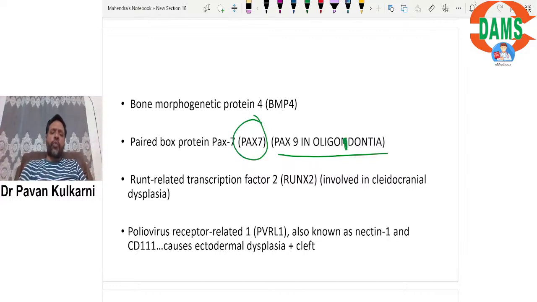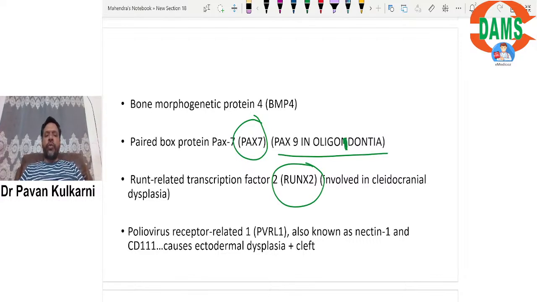One more is RUNX2. What is RUNX2? RUNX2 is runt related transcription factor 2. This is a gene which also causes cleidocranial dysplasia. So which gene is associated with cleidocranial dysplasia and cleft? Your answer should be RUNX2. Which gene can cause both cleft as well as oligodontia? Your answer should be MSX1. Which gene can cause both cleft as well as ectodermal dysplasia? That is PVRL1.